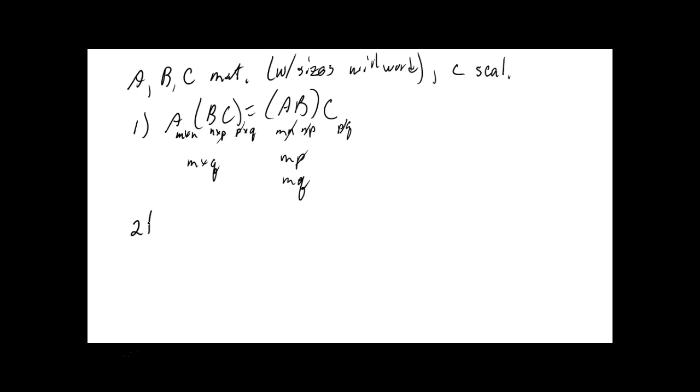This is A times B plus C. Now in this case, B and C have to be the same size. So let's say A is an M by N. This will be an N by P. This also has to be an N by P. They have to be the same size to add them. And so this will result in an N by P, and then these will multiply to be an M by P.